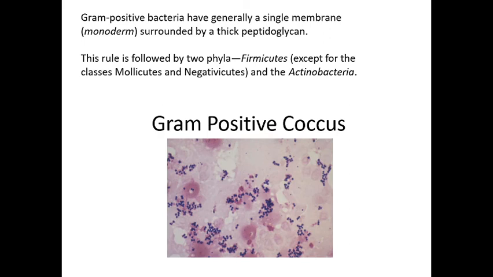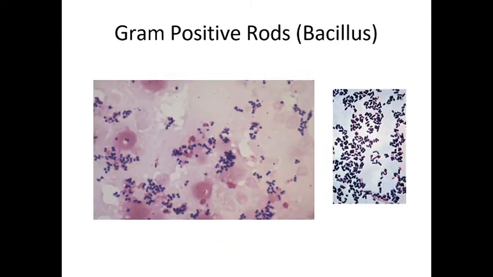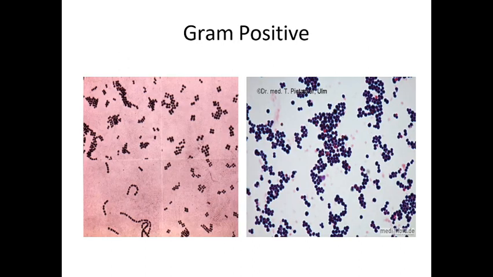So this is a representative picture of gram-positive bacteria from firmicutes and actinobacteria. This is a gram-positive streptococcus. As you can see, it is a linear chain of circularly shaped bacterial cells. And this is a rod-shaped bacillus. As you can see, clearly the structure has been demarcated by the crystal violet stain. This is a gram-positive bacterium.